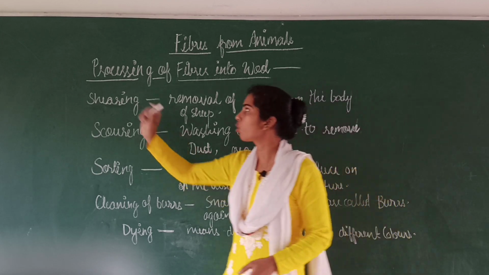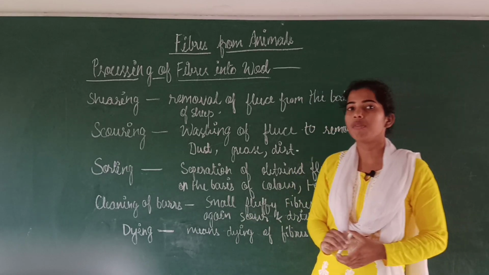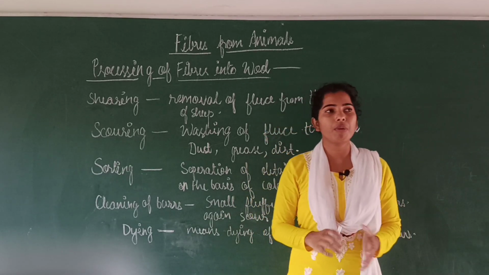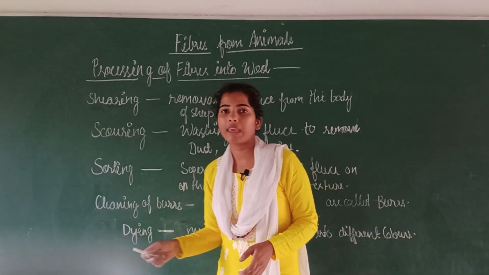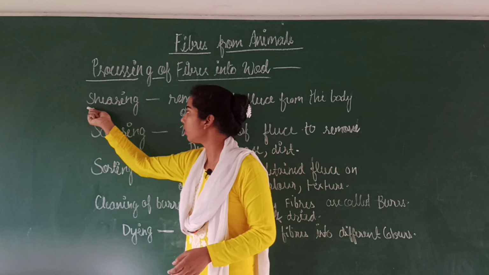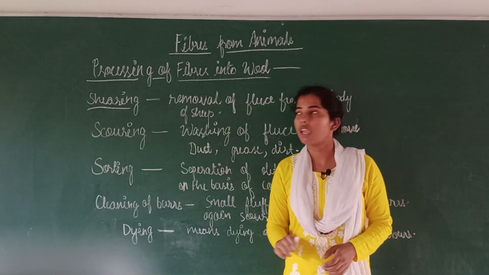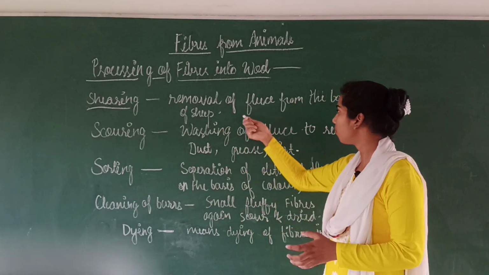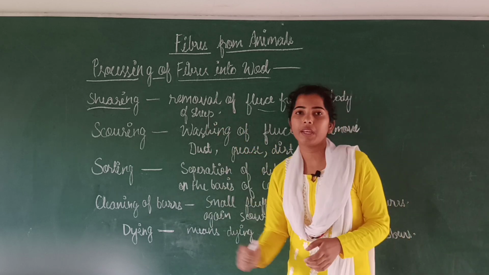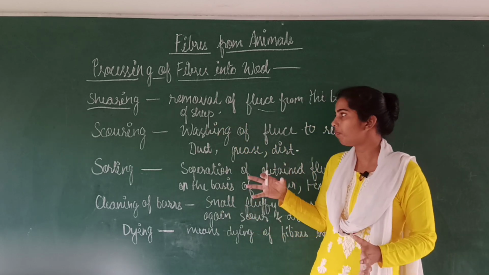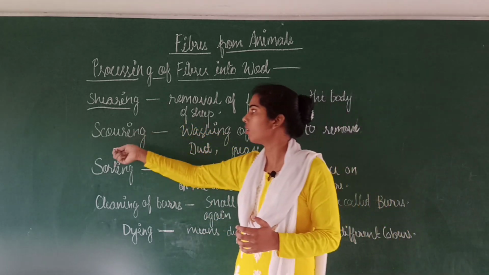Our next topic is processing of fiber into wool. In this topic we will learn about how we make wool. There are the following steps to make wool. First one is shearing. Shearing is a process in which we remove the fleece from the body of sheep. It means we remove the hairs from the body of sheep. This is known as shearing.